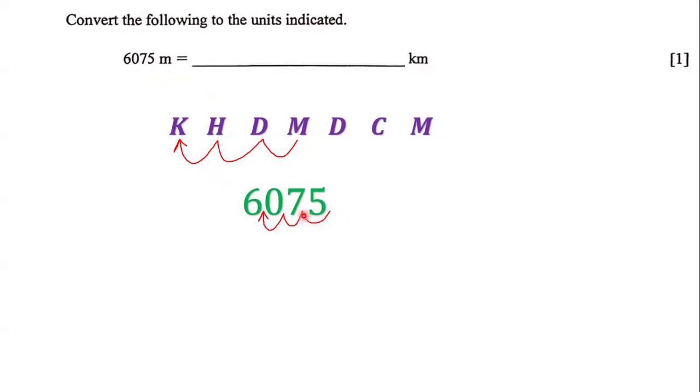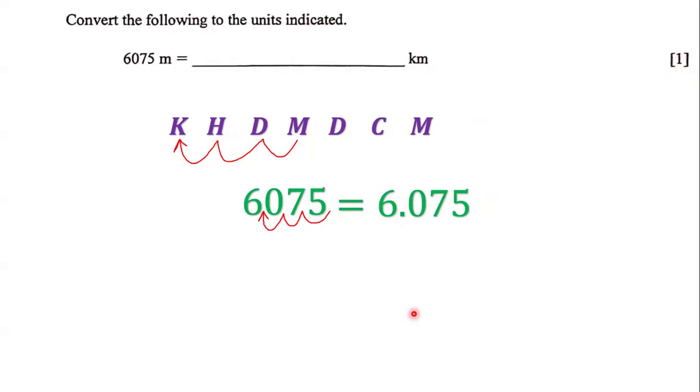So it's going to be 1 and 2 and 3. So that means that our decimal point is between the 6 and the 0. So my answer is 6.075. This is only for 1 point. How many points is it for? It's only for 1 point.